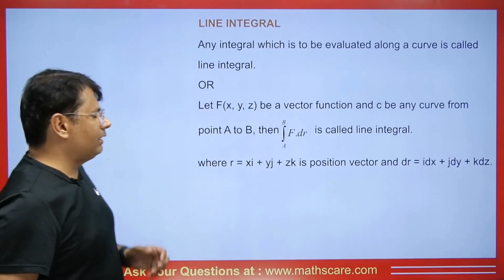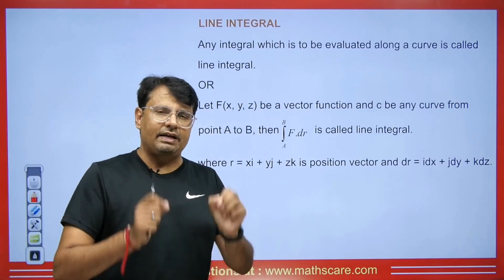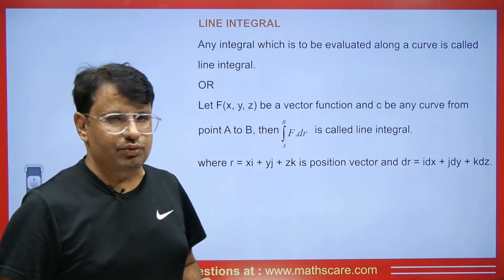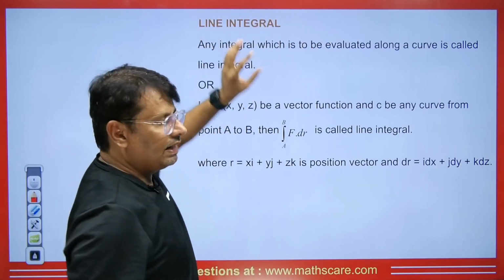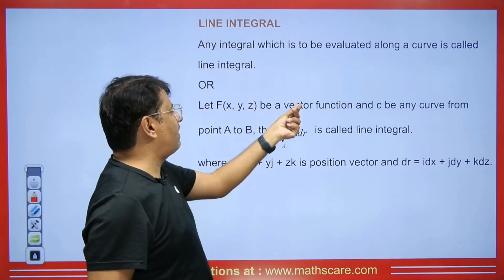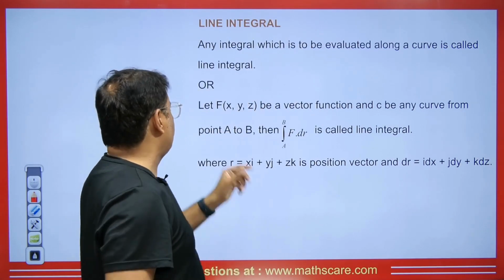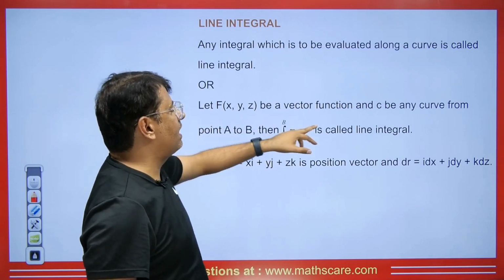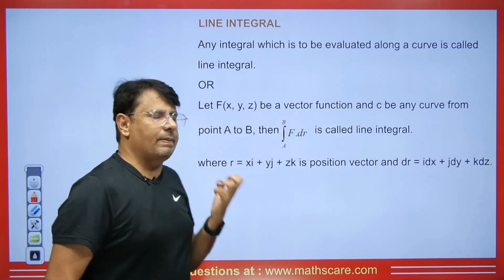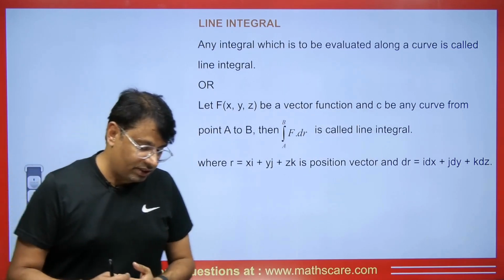Let's discuss line integral. The meaning of line integral here is that there will be integration with respect to one variable. Any integral which is to be evaluated along a curve is called a line integral. If F(x, y, z) is a vector function and C is any curve from point A to B, then the integral from A to B of F dot dr is called a line integral. So in short, we should have integration with respect to one variable.